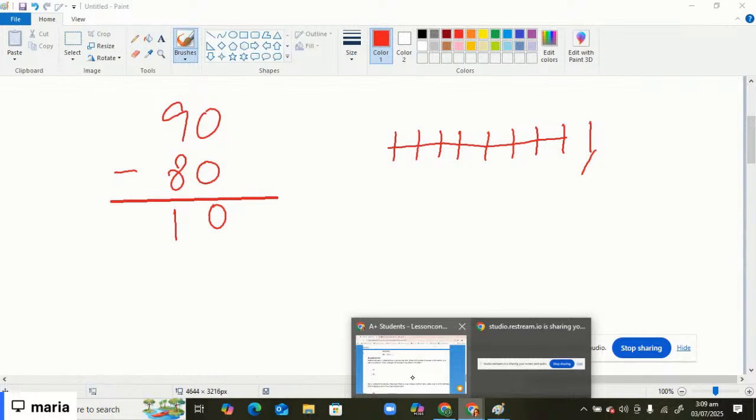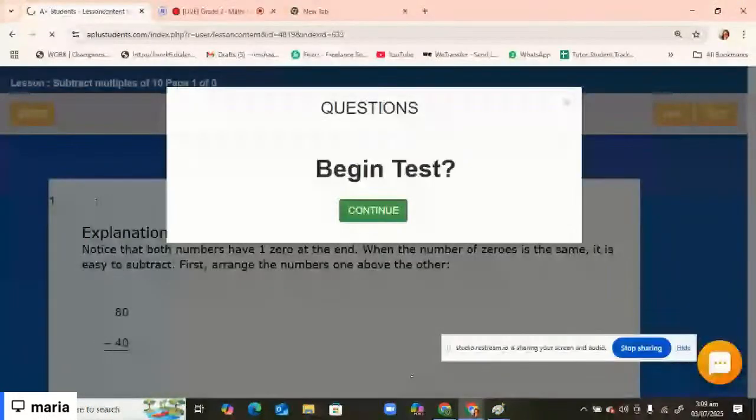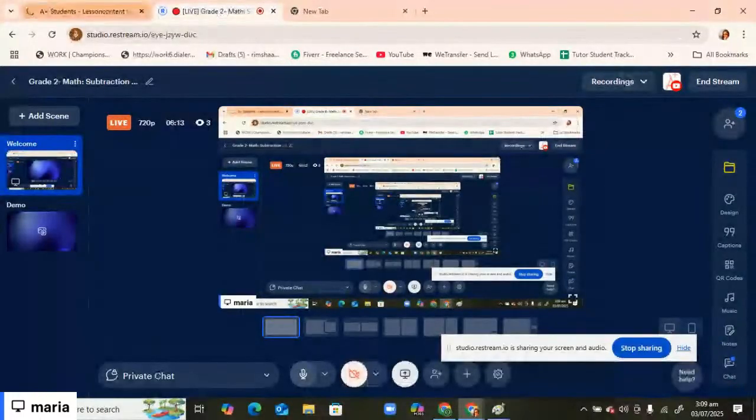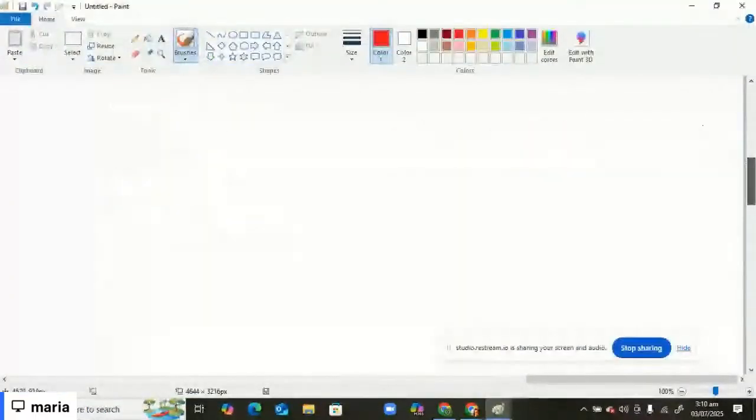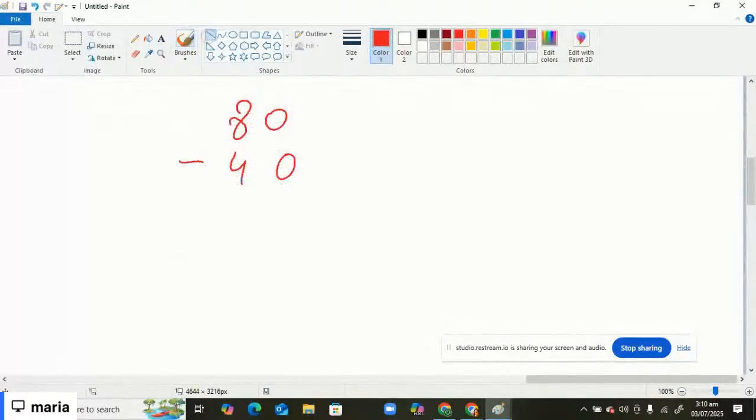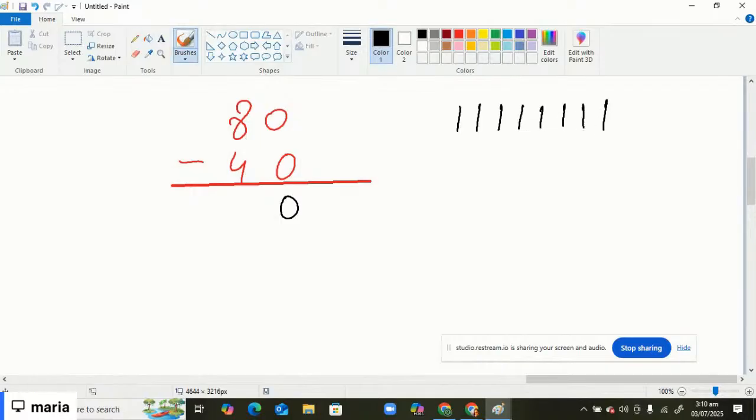Okay, now let's discuss some test questions. The question is subtract 80 minus 40. Let's check what our answer is. 0 minus 0 is 0. And now 8 minus 4. How can we solve it? Draw 8 lines. 1, 2, 3, 4, 5, 6, 7, 8. Now remove 4 lines. 1, 2, 3, 4. How many are left? 1, 2, 3, 4. So 4 is left. So the answer is 40.